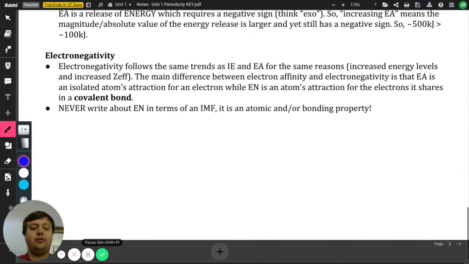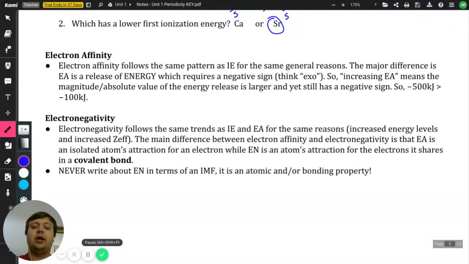The last trend we have here is electronegativity. Electronegativity is going to follow, again, the same trend as ionization energy and electron affinity for the same reasons. Ionization energy and electron affinity follow the same trend. So an increase in energy level makes it take less energy, and an increase in Zeff makes it take more energy, that kind of thing.